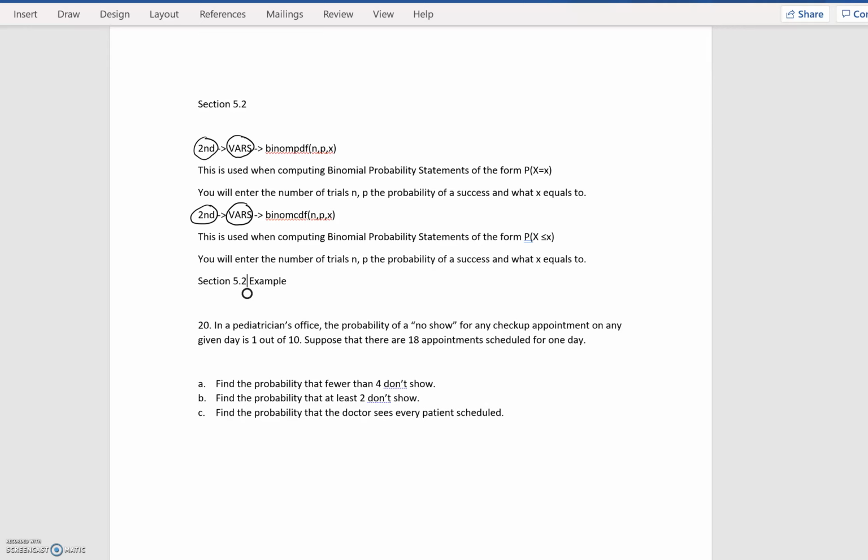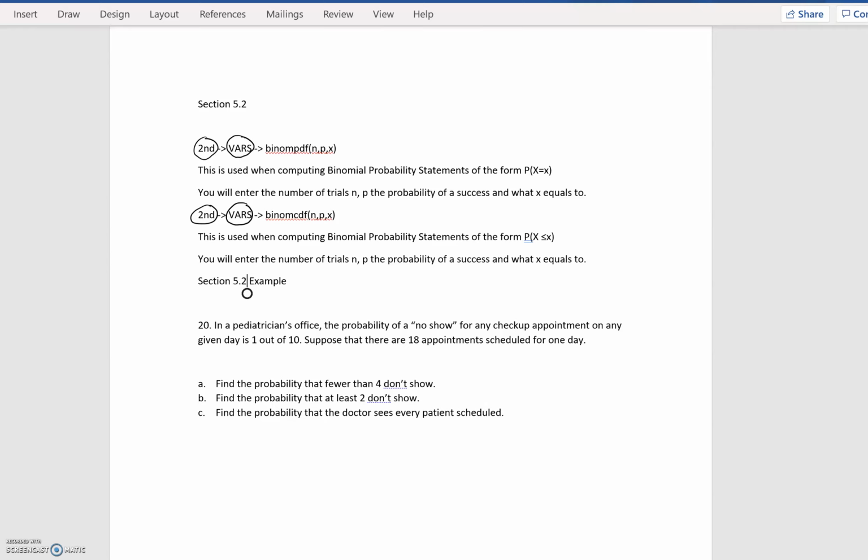This is question number 20 from your textbook. In a pediatrician's office, the probability of a no-show for any checkup appointment on any given day is 1 out of 10. Suppose that there are 18 appointments scheduled for one day. Part A, we need to find the probability that fewer than 4 don't show.